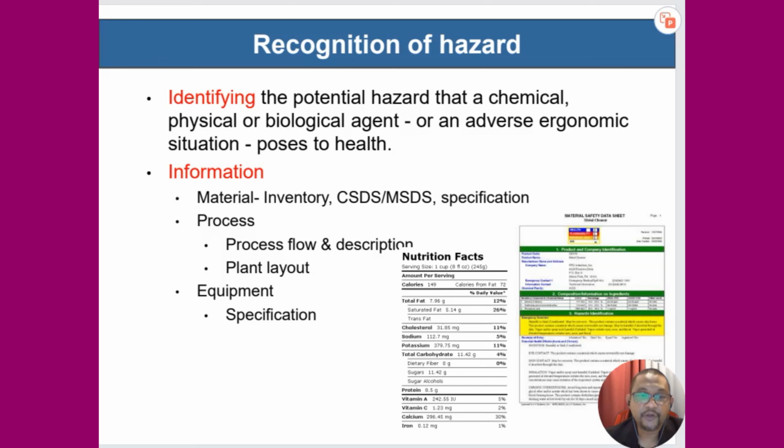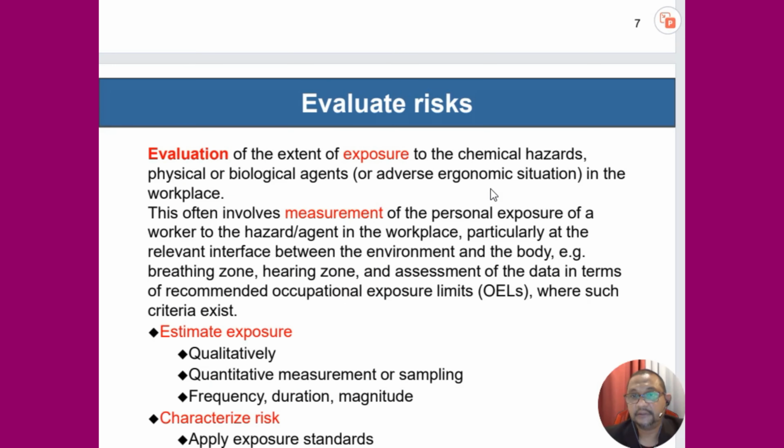Number three, evaluation of hazards. What will you do in evaluation of hazards? First, you have to measure. Okay, measuring the extent of workers' exposure to identified hazards. So this often involves sampling air, water, or surfaces, and using analytical tools to assess the concentrations and intensity of the harmful agents.